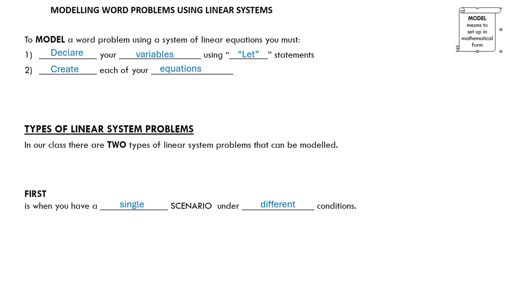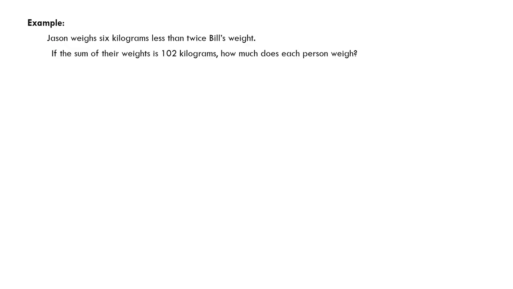There are two types of linear system problems that we can model. The first is when you have a single scenario under different conditions. Here's an example of a single scenario with two separate conditions. We're told that Jason weighs 6 kilograms less than twice Bill's weight. We're also told that the sum of Jason and Bill's weight is 102 kilograms. We're asked to calculate each of their weights.